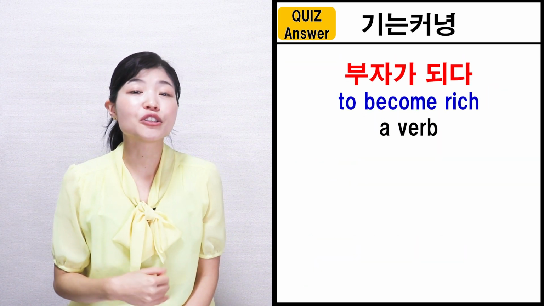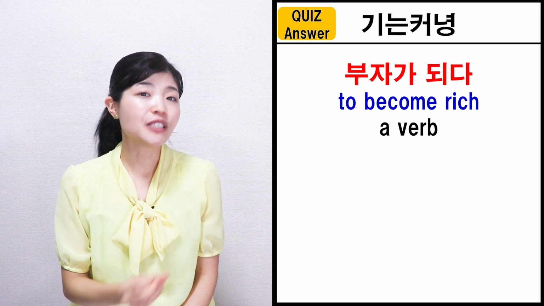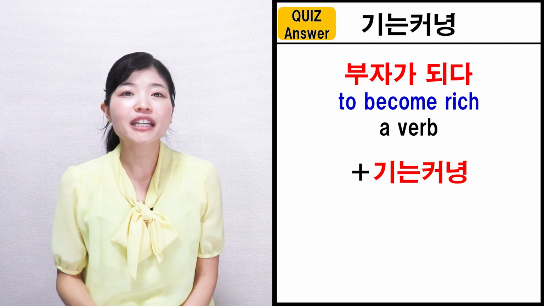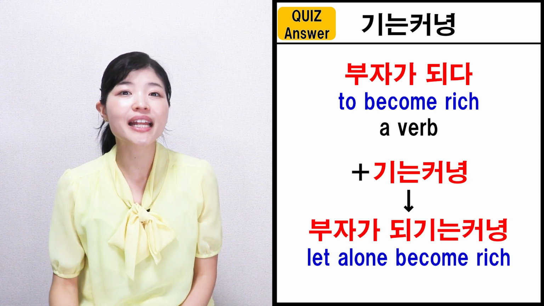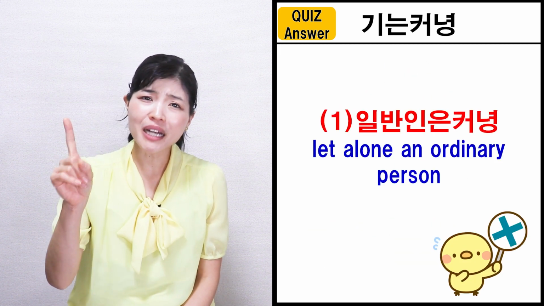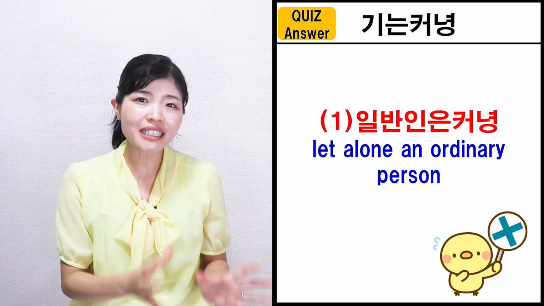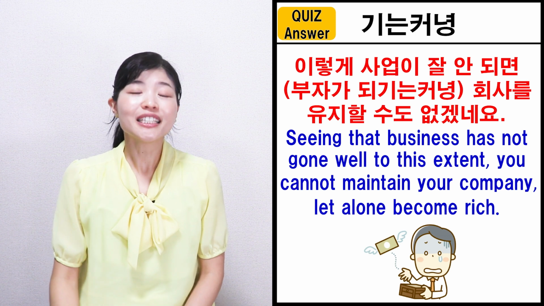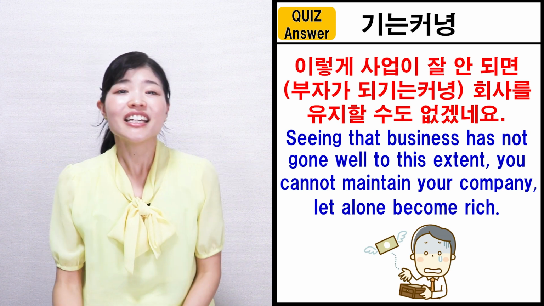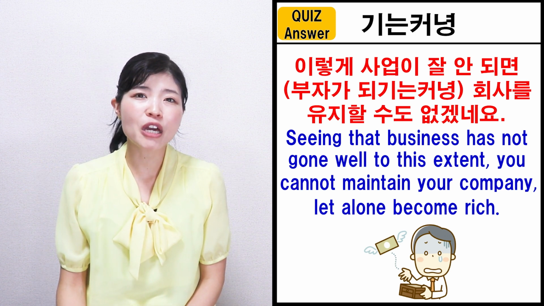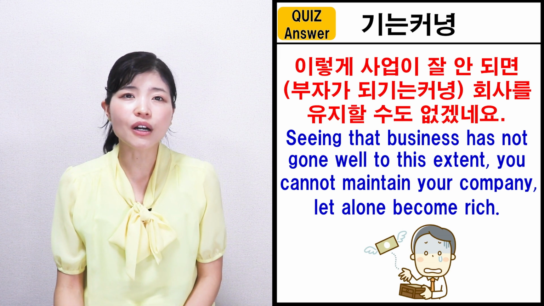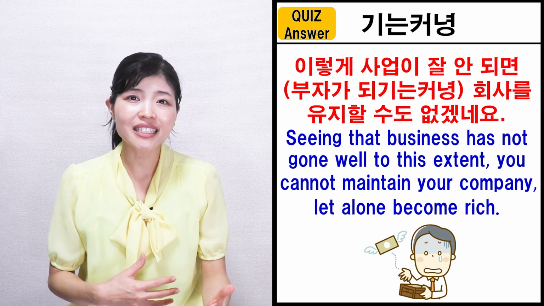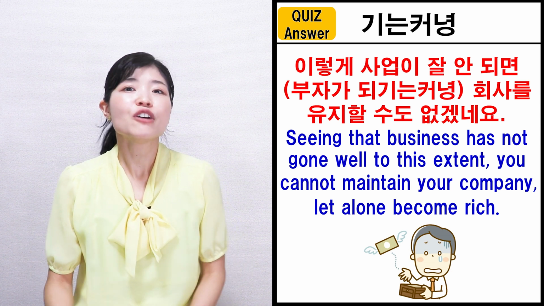부자가 되다 means to become rich. This is a verb. So you attach 기는커녕 to the stem to make 부자가 되기는커녕, let alone become rich. Number 1 is wrong because 일반인은커녕 means let alone an ordinary person. Now, let's read the sentence together. 이렇게 사업이 잘 안 되면 부자가 되기는커녕 회사를 유지할 수도 없겠네요. Please read this sentence with a feeling of worry for your friend.